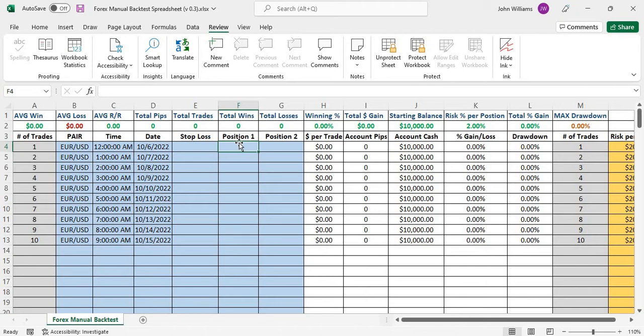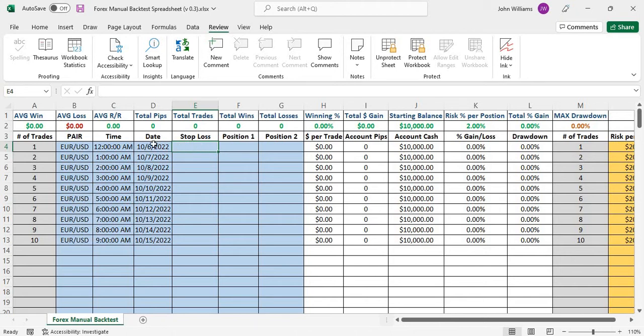If it is something that you're interested in, as I said, I can make it available to you. All right, so our first stop loss value will be 18.